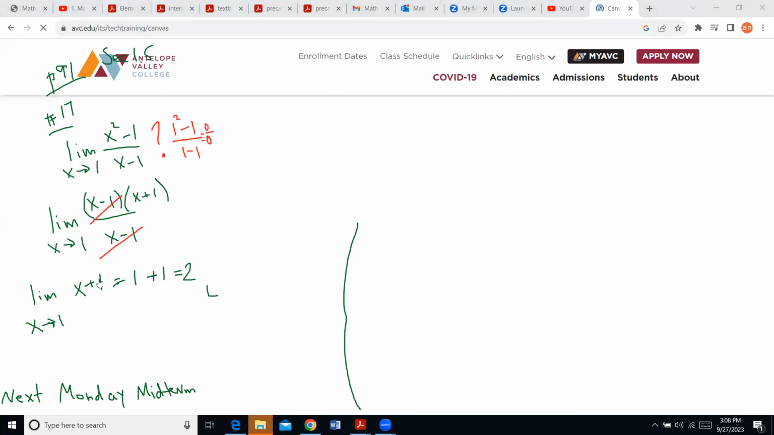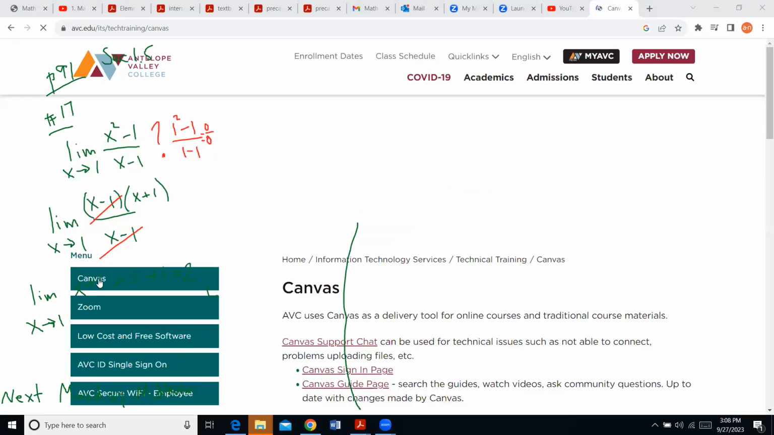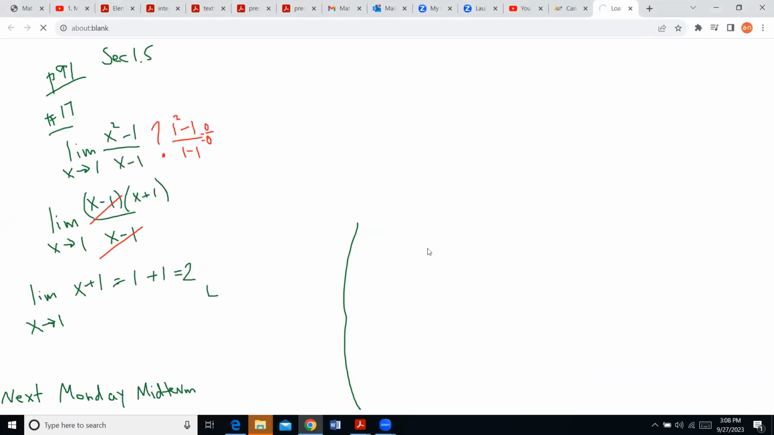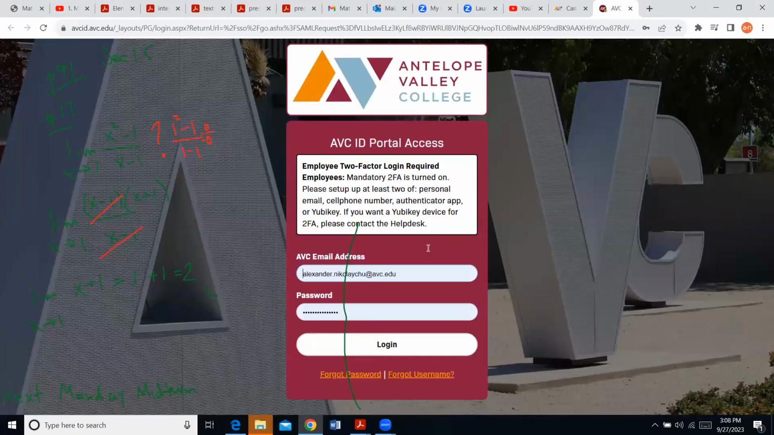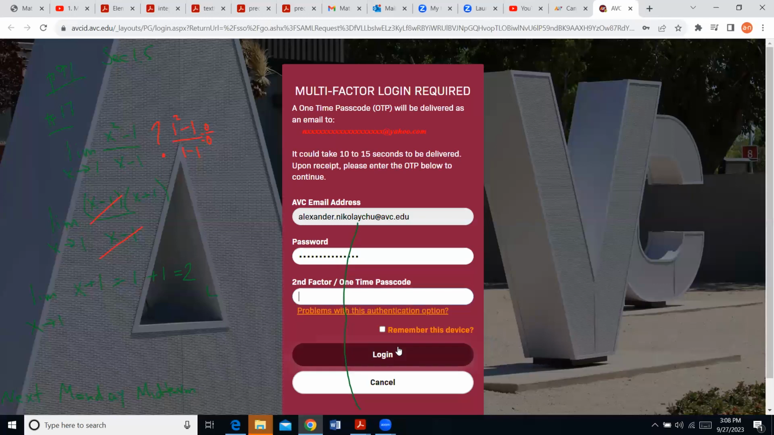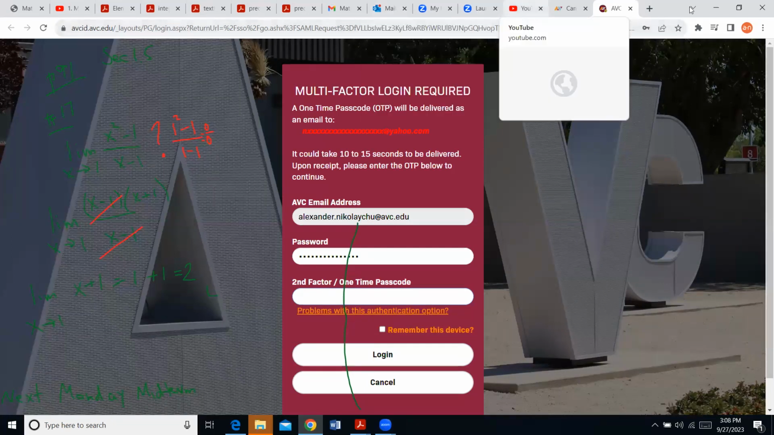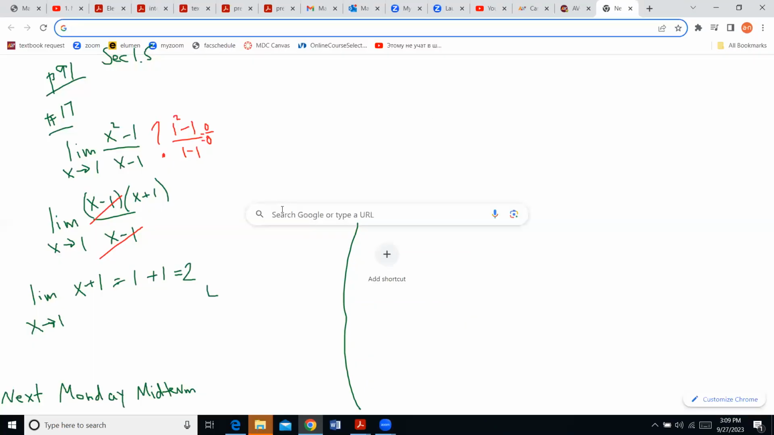It takes a little time. Maybe my computer is corrupted, or I should pay a little bit more for the internet. Canvas support, Canvas sign in. So here's the same sign in. Okay, so here's my sign in. Oh, they want me to get a passcode. Oh, that's unbelievable. Let me get that from my emails.